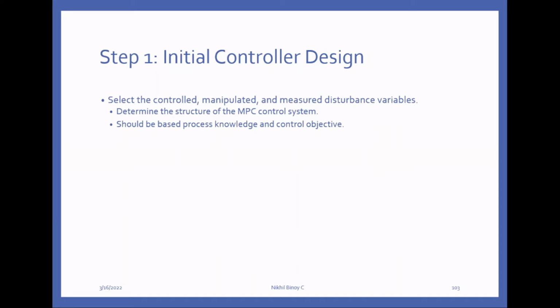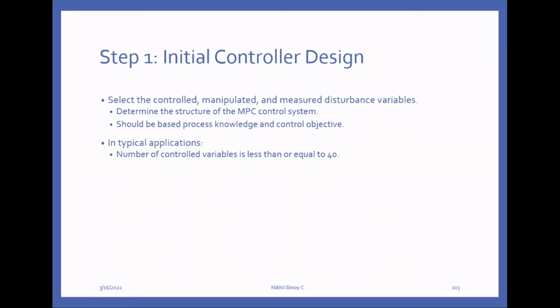In order to determine the structure of the MPC control system, we have to apply process knowledge and control objectives. We have to thoroughly know about the process. The process knowledge is very important, and we have to know the control objectives. So in a typical application, the number of controlled variables is less than or equal to 40.